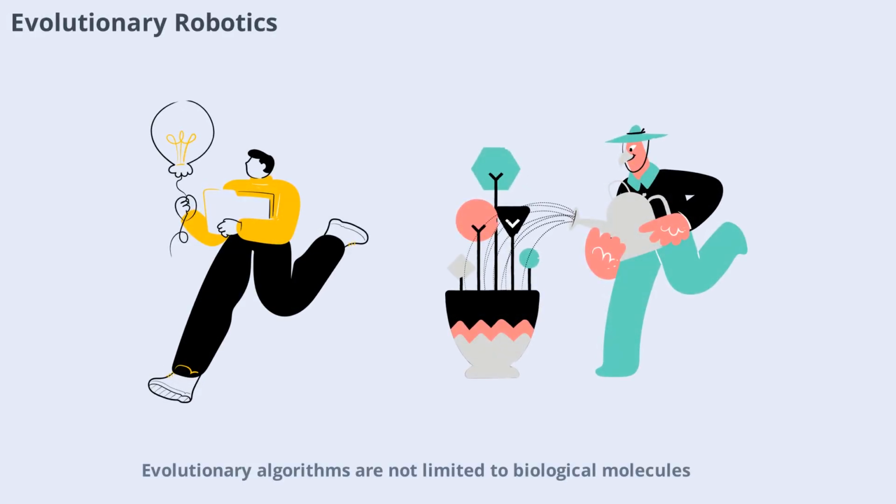Evolutionary algorithms are not limited to biological molecules. In evolutionary robotics, researchers use these algorithms to design and optimize robotic systems that mimic biological behaviors. By evolving robot controllers and structures, scientists can create machines that adapt to their environments, learn new tasks, and even exhibit lifelike movement. This interdisciplinary field bridges biology, engineering, and computer science.